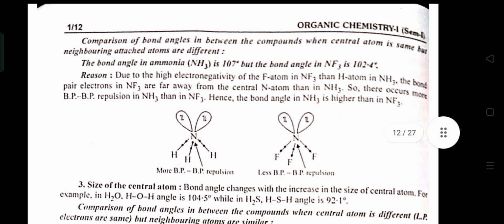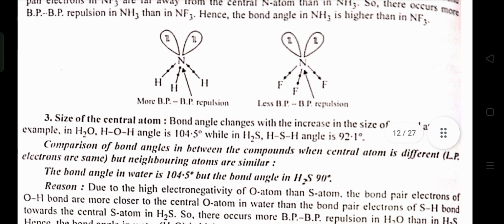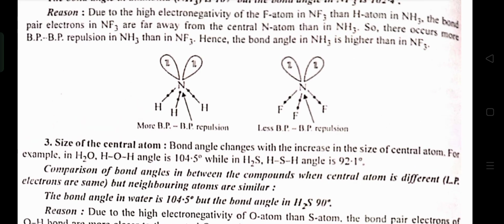The comparison of bond angle between compounds where the central atom is the same but the neighboring attached atom is different. The bond angle in ammonia is 107 degrees, but the bond angle in NF3 is 102.4 degrees. Reason: due to the high electronegativity of the F atom in NF3 compared to the H atom in NH3, the bond pair electrons in NF3 are far away from the central atom, that is N, compared to NH3.